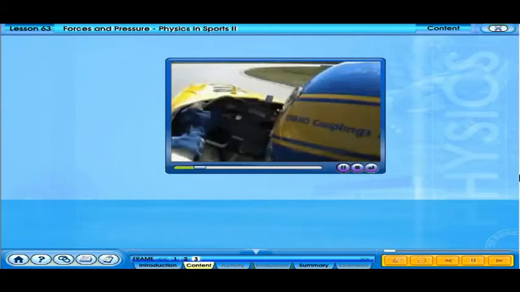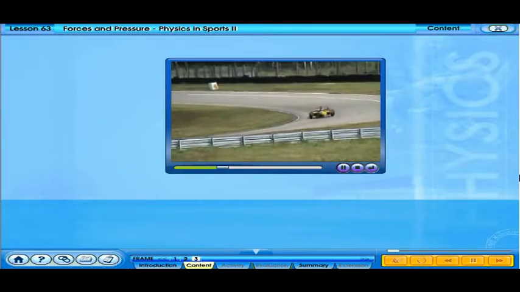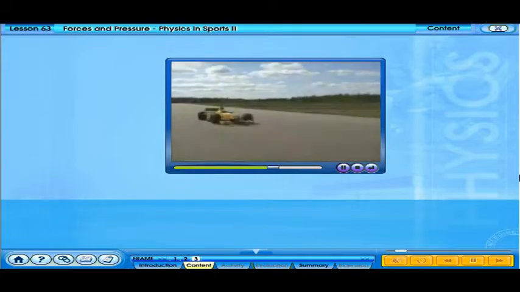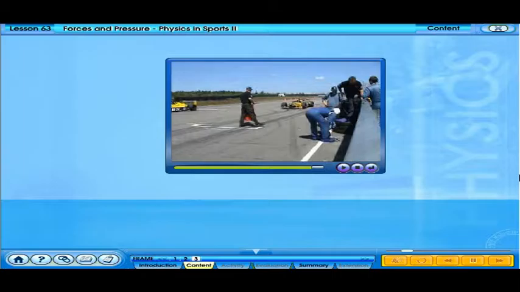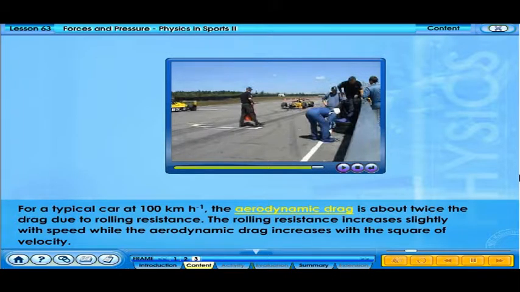Formula One car racing is a high-speed sport where aerodynamics plays a crucial role. The aerodynamic drag is the dominant factor of the overall vehicle drag. For a typical car at 100 kilometers per hour, the aerodynamic drag is about twice the drag due to rolling resistance. The rolling resistance increases slightly with speed, while the aerodynamic drag increases with the square of velocity.